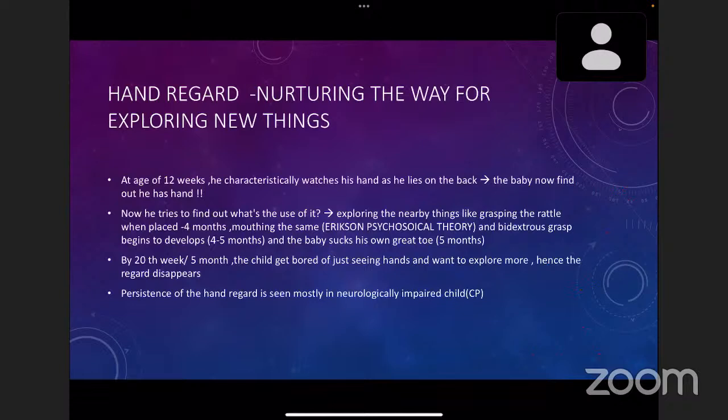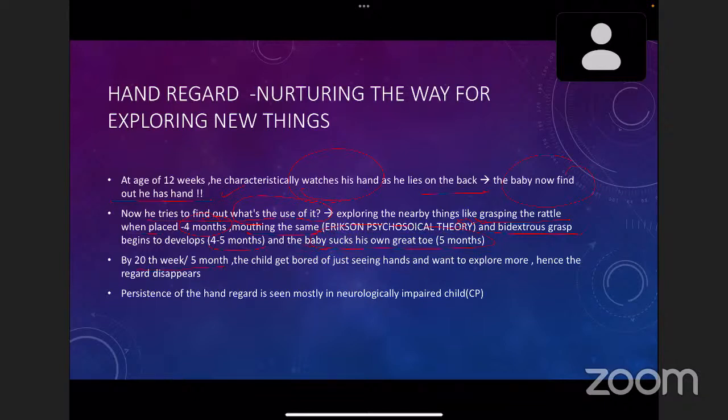At the age of 12 weeks, he characteristically watches his hand as he lies on his back. The baby now finds out he has a hand. Now he tries to find out the use of it. He has to explore why the hand is there, what is the use of this particular thing in my body. We start to explore by grasping the rattle when placed at the age of 4 months, and mouthing the same at the age of 5 months, 4 to 6 months. Distance grasp begins at about 4 to 5 months, and the baby will suck his own great toe at the age of 5 months.